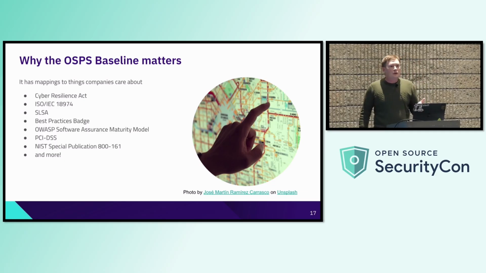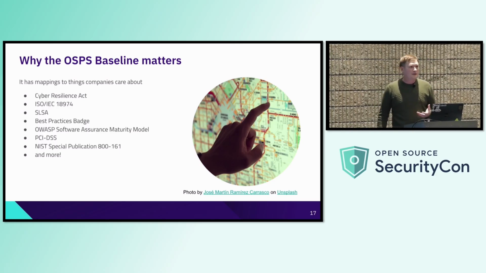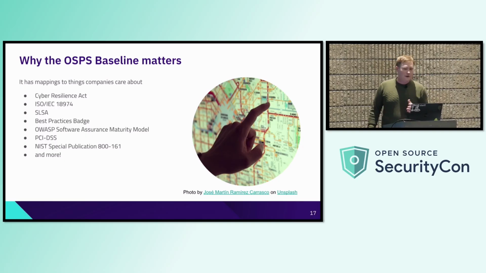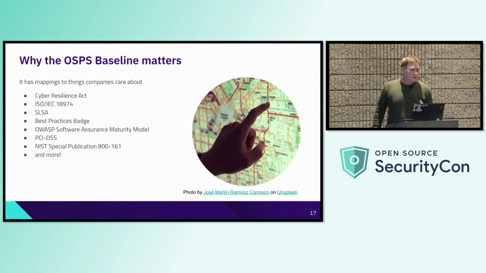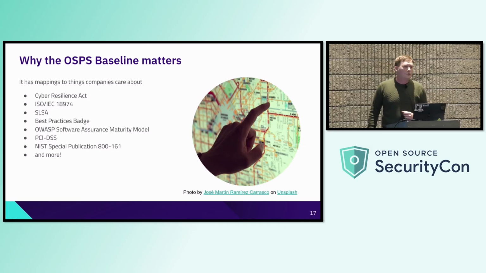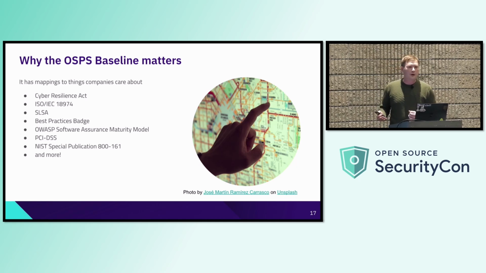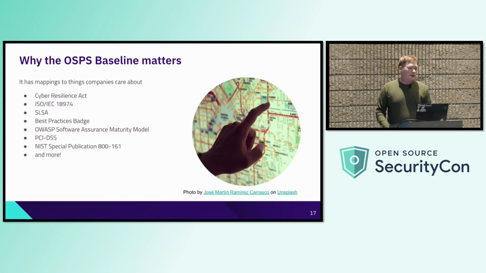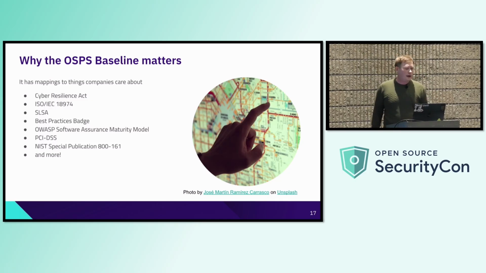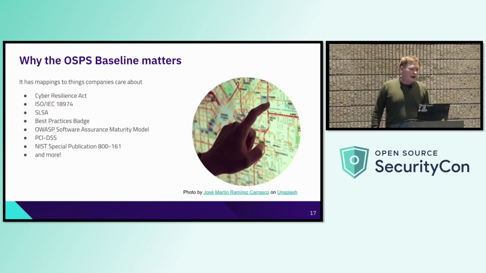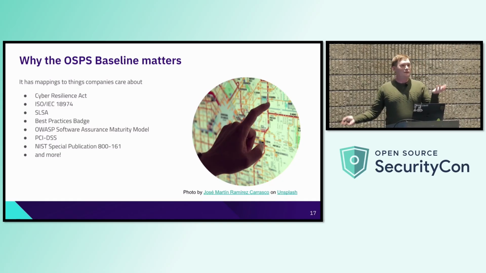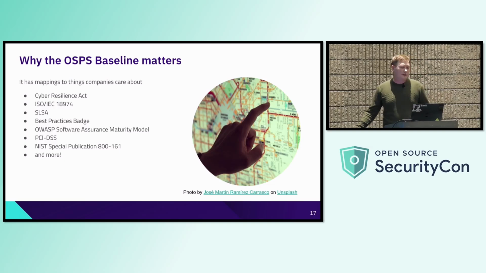And also, the baseline has these mappings to things that companies who use open source software care about, and can talk about why that matters, even if you don't care about companies. So our good friend Krobe here in the fourth row has done a lot of work to map different regulatory frameworks to the baseline controls. So you can say, if we're at baseline level 2, so that means these parts of the CRA or these parts of the best practices badge, NIST special publication 800-161, PCI DSS, if you take credit card information, all kinds of cool stuff like that.